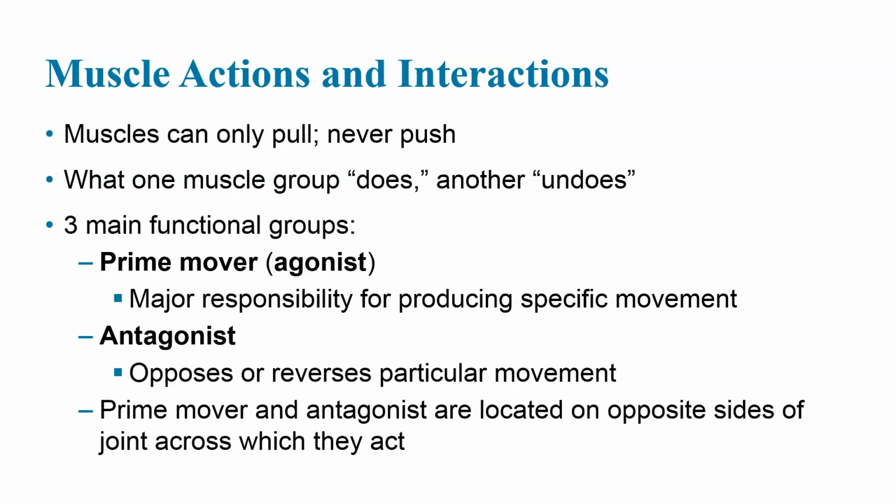So if you think about the biceps and the triceps, and I'm flexing my muscle, I'm showing you how big my biceps muscle is, which muscle would be the prime mover? The biceps would be, because it is contracting and causing me to flex my arm. And what would the antagonist be? The triceps, right? Because it opposes that movement and undoes it. The prime mover and antagonist are located on opposite sides of a joint across which they act. So they're on opposite sides, basically, of my elbow.